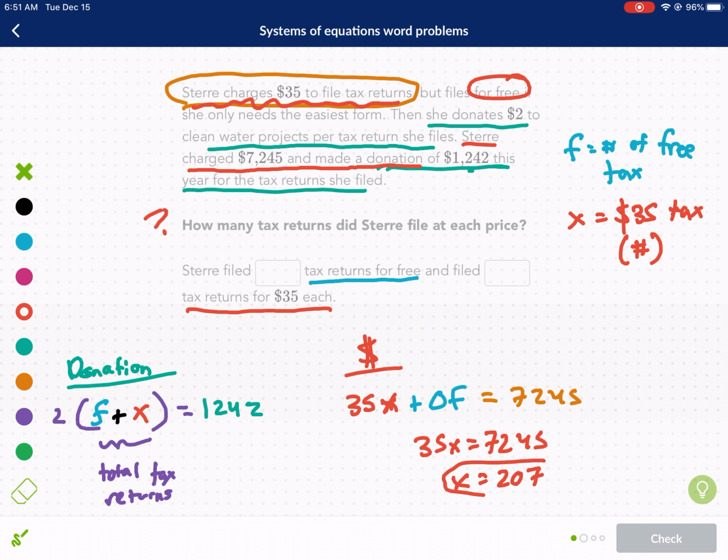Okay, so one step down, one to go. Well, how do we find our F? Well, we have to plug this into the other equation. So the other equation is here. So we're going to have to plug this in for X over here. Let's go ahead and show that. I'm going to show it in blue.